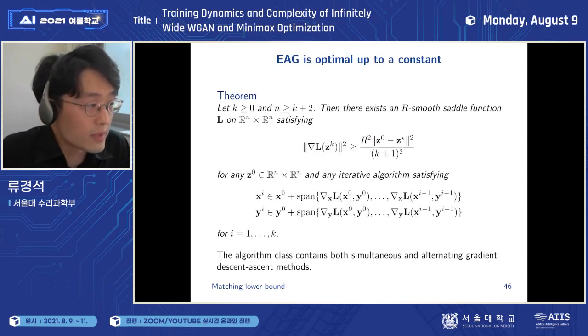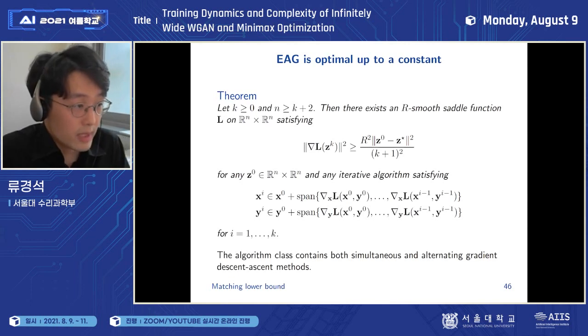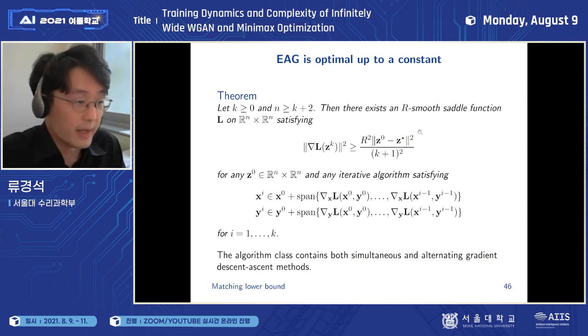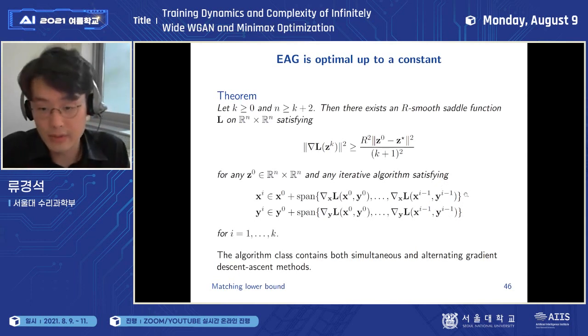So the main result, the lower bound result, states that there exists a difficult instance of a minimax problem satisfying this complexity lower bound, and this complexity lower bound has a constant of 1 and then a 1/k² dependence. And this complexity lower bound applies to any iterative algorithm satisfying this condition.